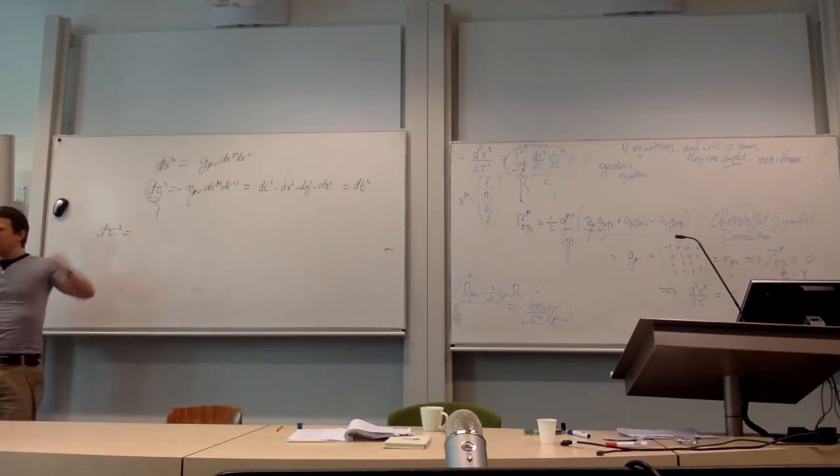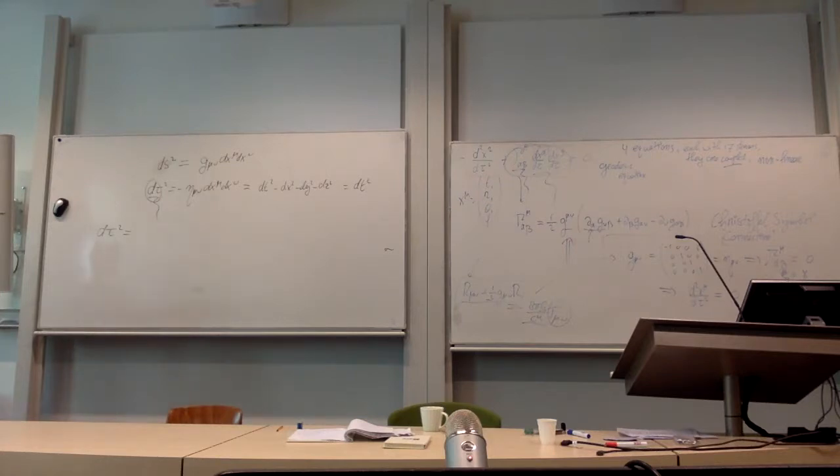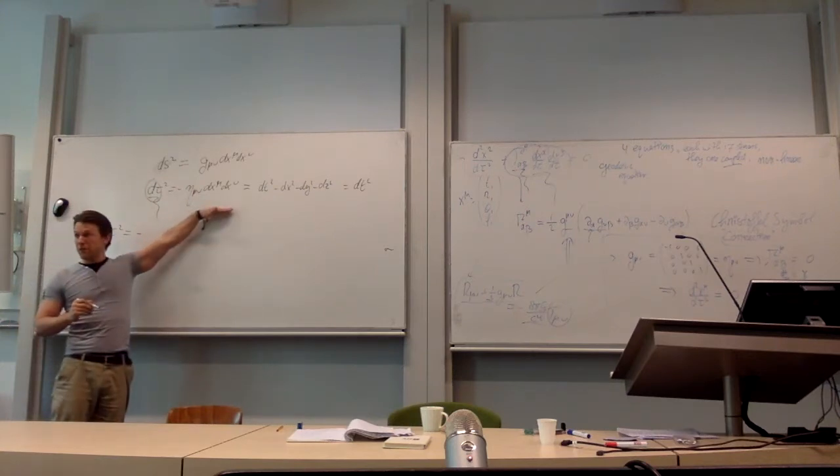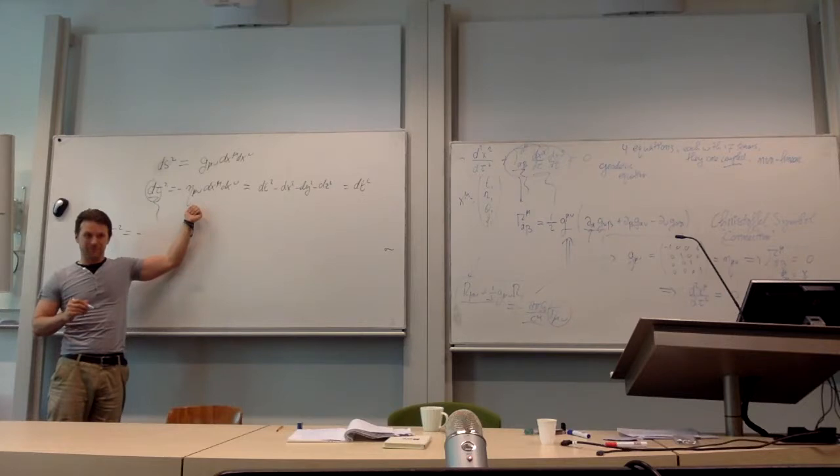We're going to do away with the s squared at this moment. We're going to write everything in terms of d tau squared. D tau squared in a curved space-time is literally just this expression, except that you have to put your curved space-time metric in there.